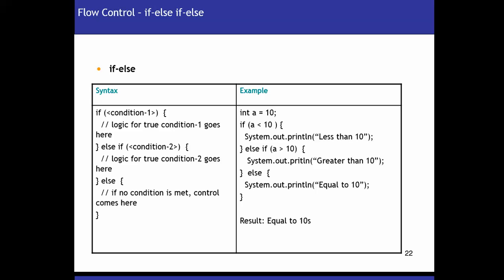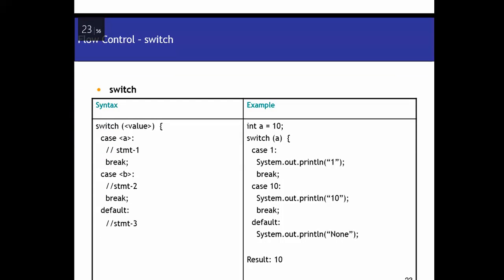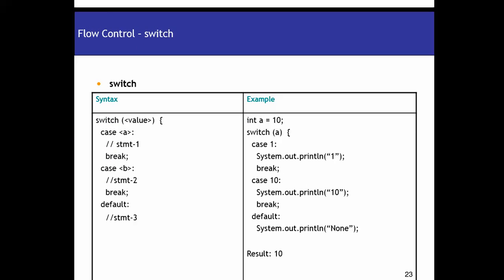If a is greater than 10, you print greater than 10. Else, if no other condition is met, it will be printing equal to 10. So since a is not less than 10, and second condition also fails, a is not greater than 10, finally it will go to else part as equal to 10. That's it. Fine, perfect.